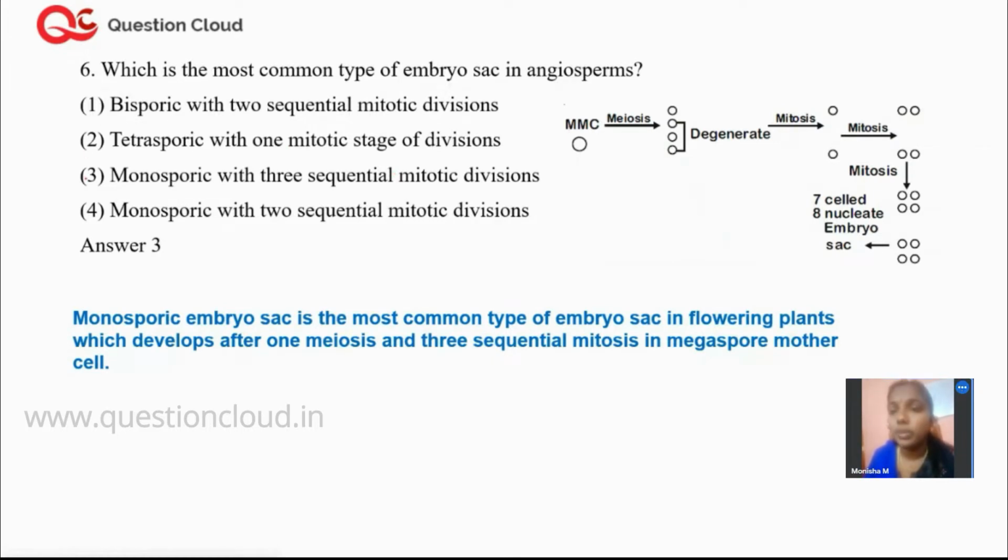The most common way of producing the embryo sac in angiosperms is by a technique called monosporic. Once it is monosporic, it will undergo 3 rounds of mitotic division.